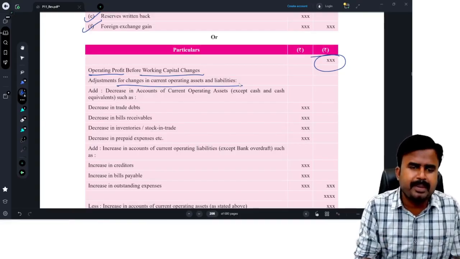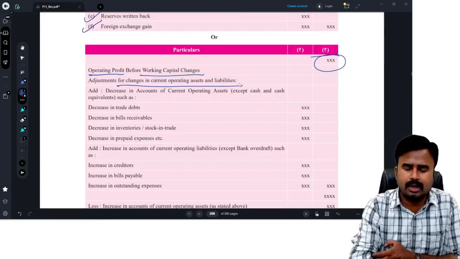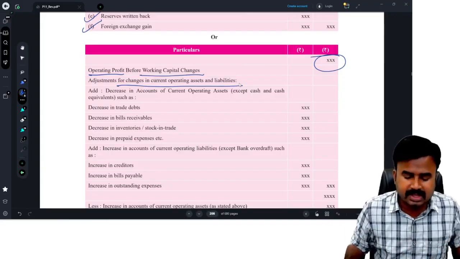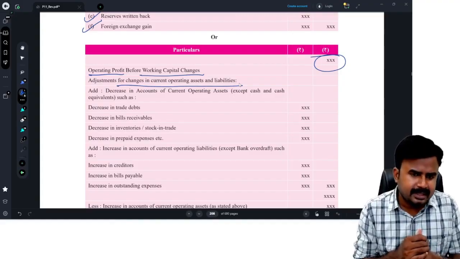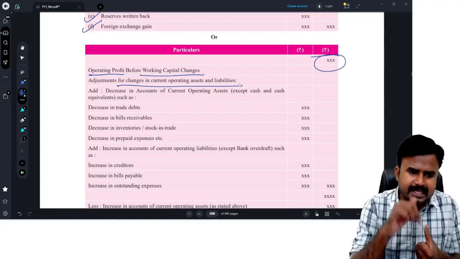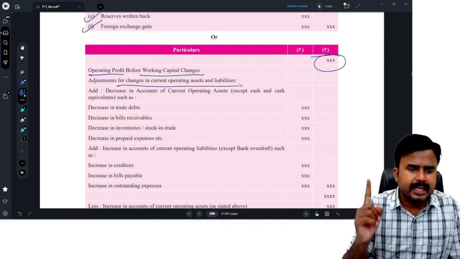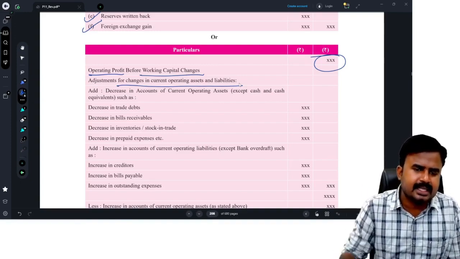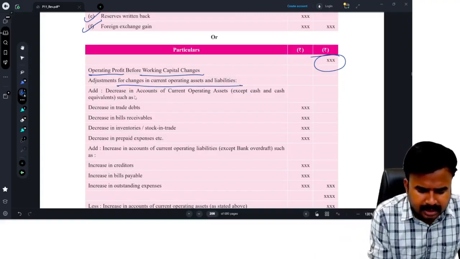There is a huge logic behind this, and that is not at all required now. Just follow the format and process that I'm saying. See, again repeating, increase in current asset decreases cash balance, decrease in current asset increases cash balance, increase in current liability increases cash balance, decrease in current liability decreases cash balance. That's the rule. Okay, nothing new. So now look at the transactions.